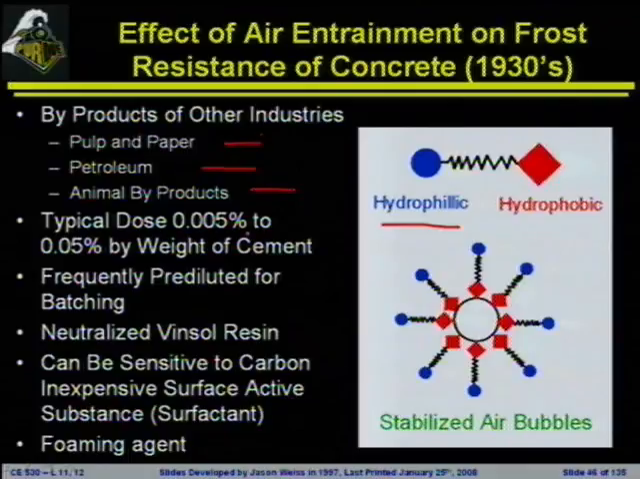Typical dose rates are very, very low. They're frequently pre-diluted for batching. One of the issues that we'll talk about when we start to do batching is we're looking at batching huge volumes at a time, and especially for chemicals that may be very, very powerful, they'll be diluted with water. Neutralized vinyl resin is a very common one. As we mentioned before, these can be sensitive, especially to carbon, which is coming from the fly ash. So it's something that we want to be looking at.